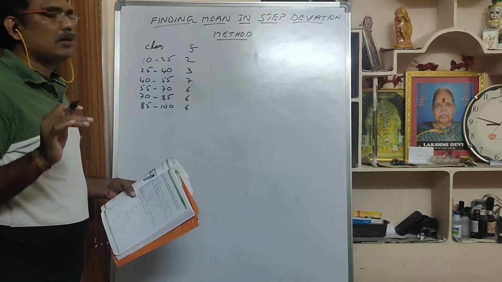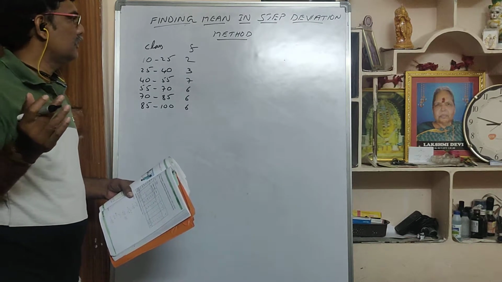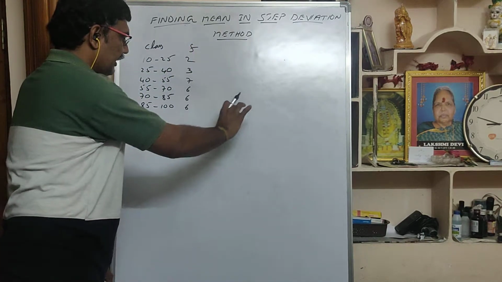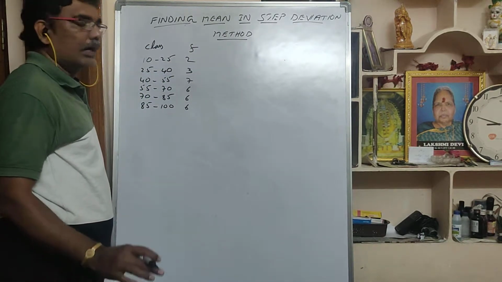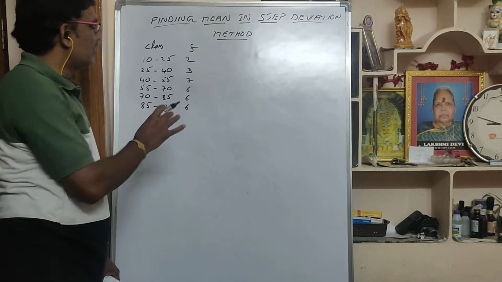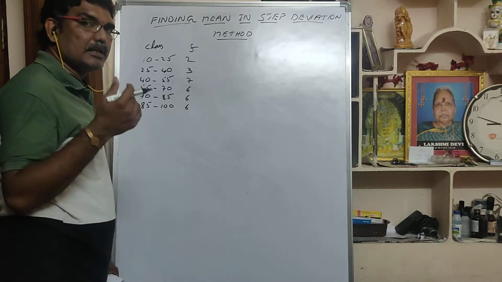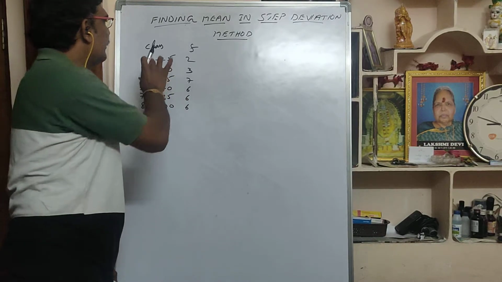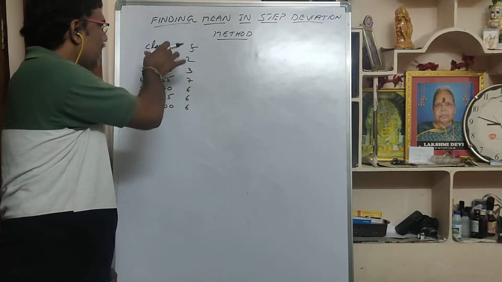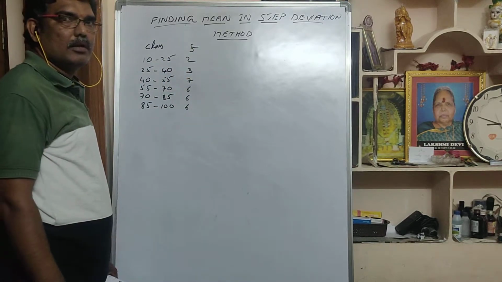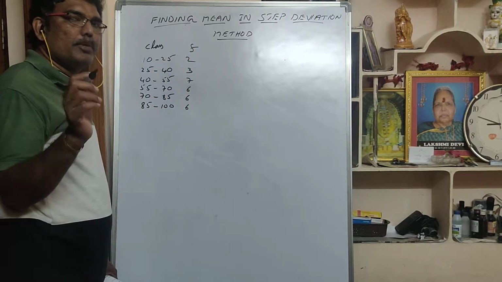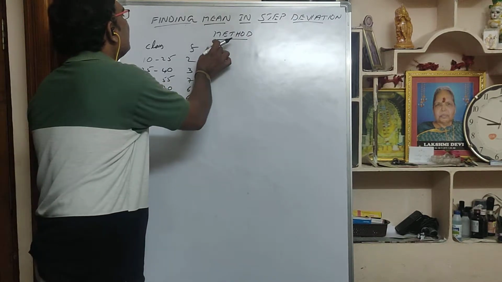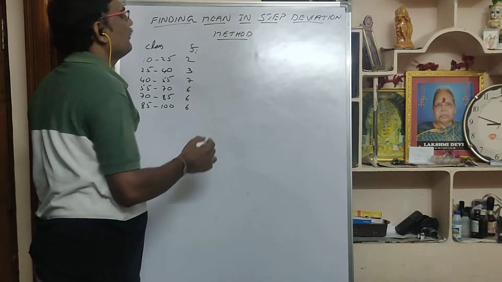In the examination, they will give only class and frequency. Horizontally, they will give some table and you have to find the mean. So these two you will see in the question itself. Now, by seeing this class and frequency, you have to make a table. In the assumed mean method, you took xi and fi.